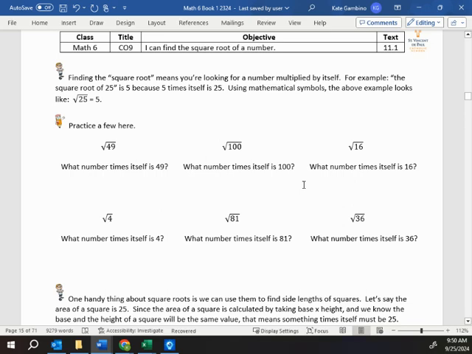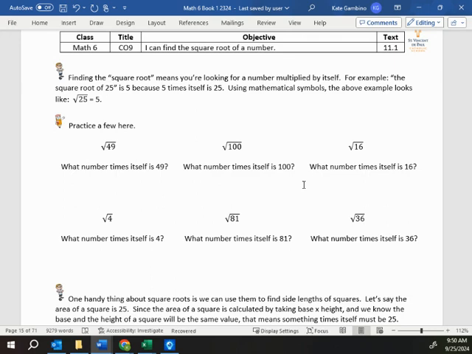Good morning. Today we are continuing working with those numbers. Yesterday we did exponents. Today we're doing the opposite of exponents. We are doing Co9. I can find the square root of a number. So square roots are opposites of squaring a number.